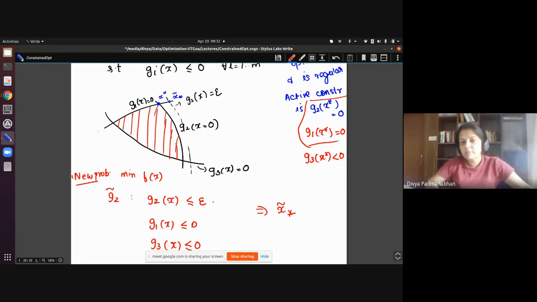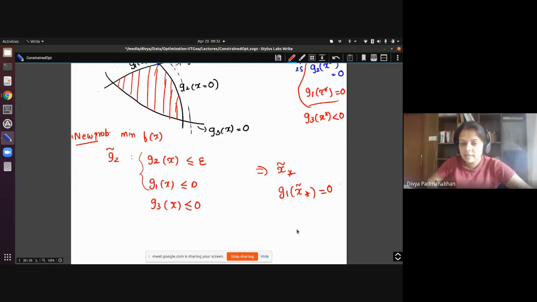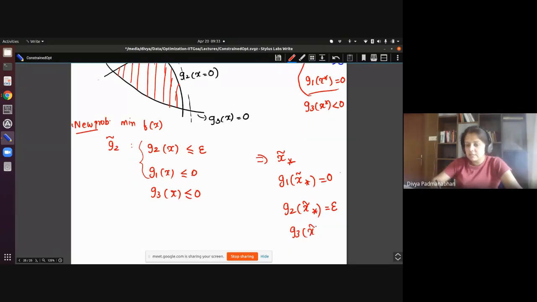And the optimum is such that even at this point, these two constraints are the active constraints. The original problem had x star as the optimum, and at that x star I had some active constraints. Now for the perturbed problem, x tilde star is the optimum, and the active constraints still remain the same. So at x tilde star, g1(x tilde star) is 0, and g2(x tilde star) is exactly equal to epsilon. That's what it means when I say these two constraints are active, and g3(x tilde star) is less than 0. Suppose this is the case.